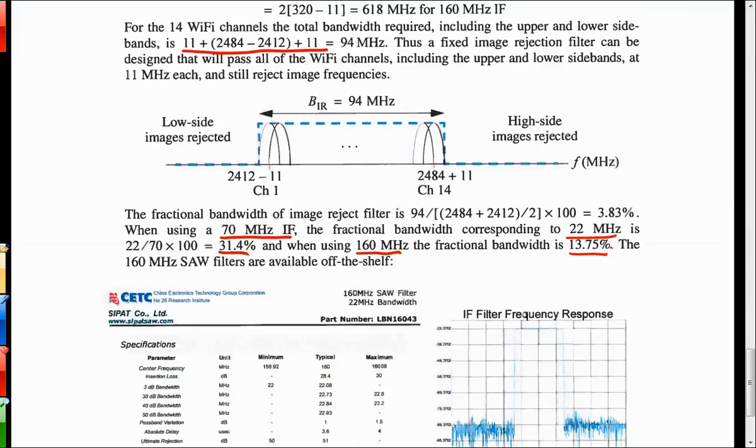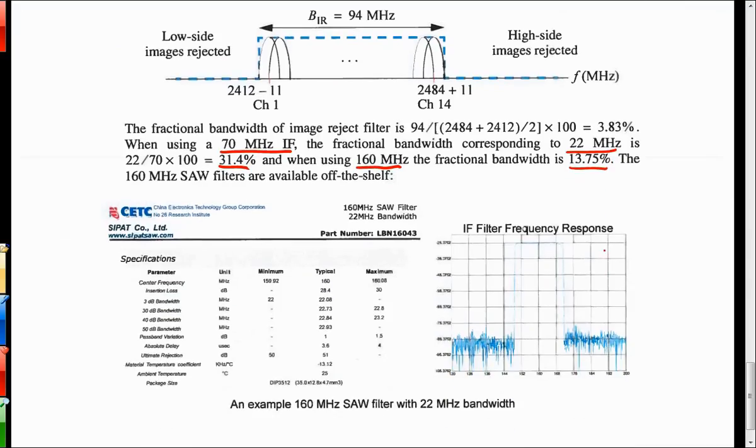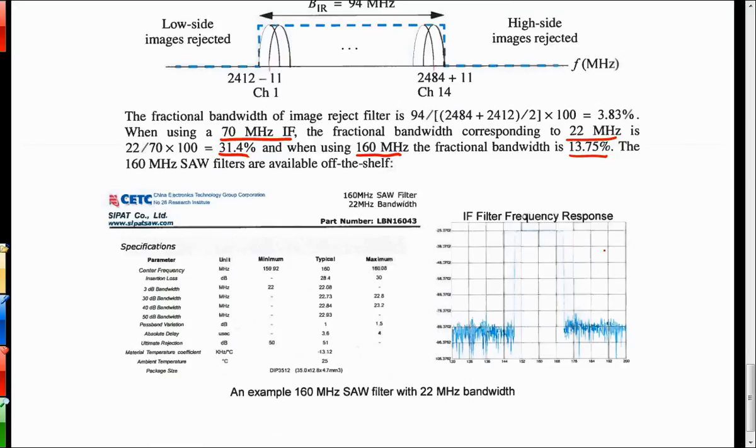So that's more reasonable, and the reason why I changed the problem is because just before I printed the problem, I went online and did a quick search and found a 160 megahertz SAW filter, and this is part of the data sheet for it, the 22 megahertz bandwidth. I don't know if you can see in here, it's kind of faded out, but it's extremely sharp. It just looks like a brick wall sitting there centered right at 160.